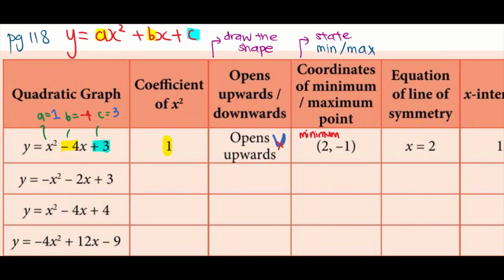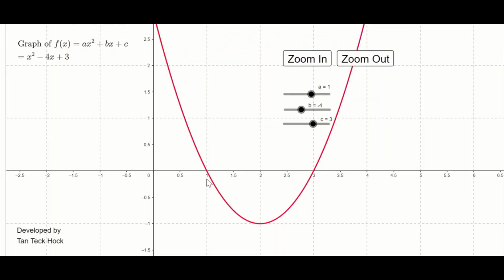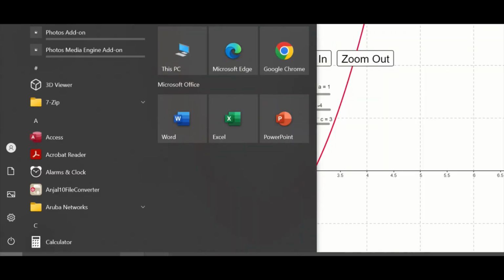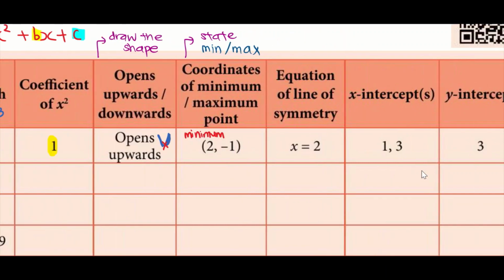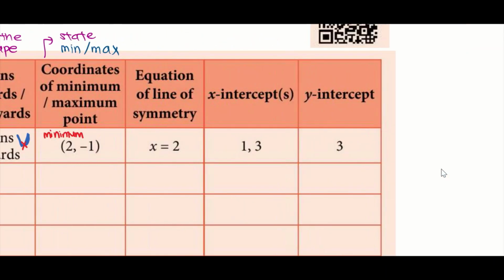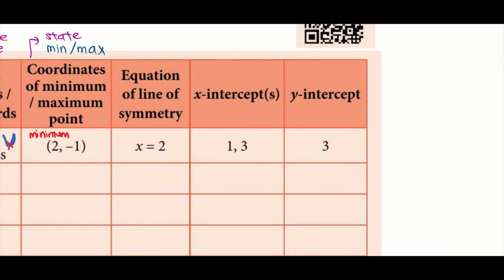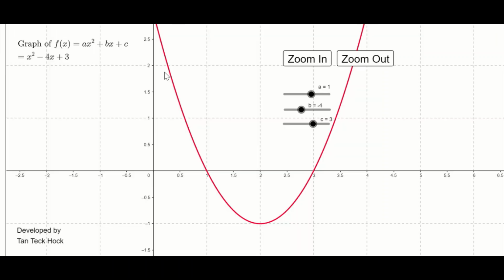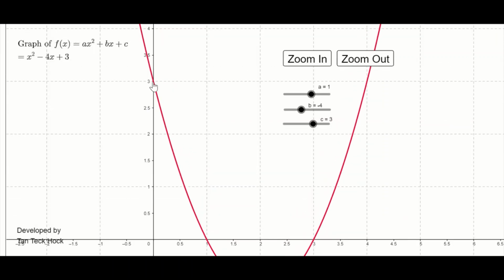How do you find the equation of the line of symmetry? X equals 2. Since it also cuts the x-axis at 1 and 3, that's how we get the x-intercepts 1 and 3. The y-intercept is 3, because when we see from the curve, scroll up, it cuts at 3. I'm just wanting you to observe.